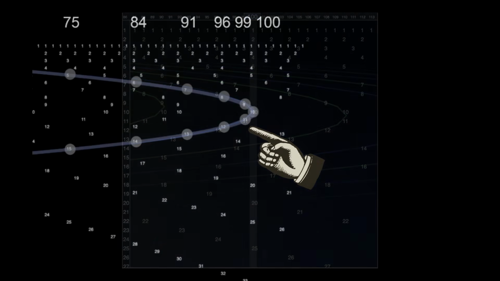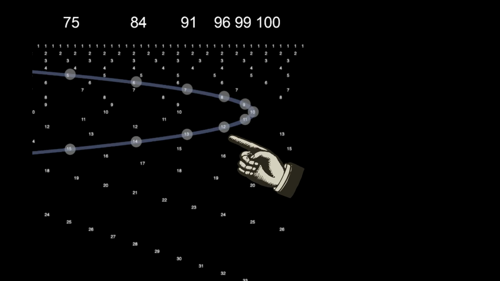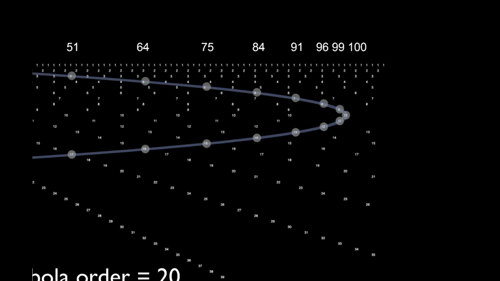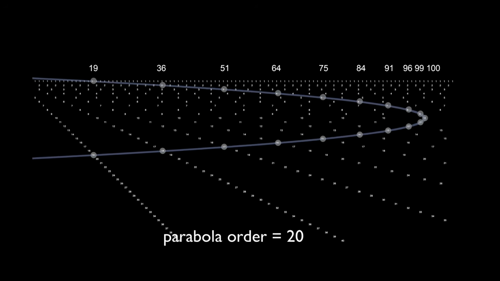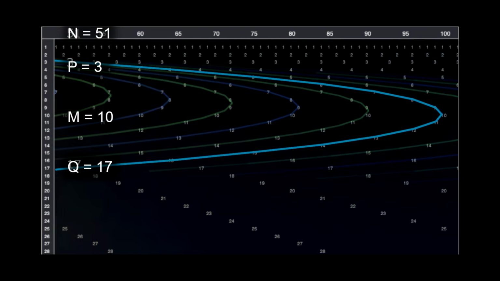Just to the left of that is the divisor pair 9 and 11. Its product is 99. And to the left of that is the divisor pair 8 and 12, whose product is 96, and so on. Now each of these divisor pairs sum to 20, and that is the order of the parabola. The number 51 is a semiprime with divisors 3 and 17. They sum to 20, and so they are members of this parabola.